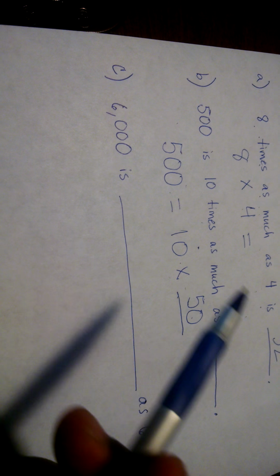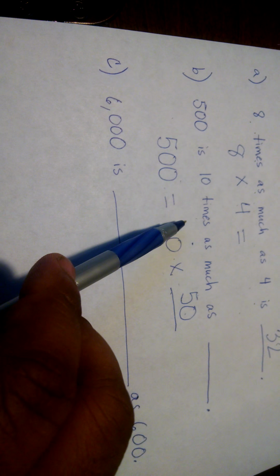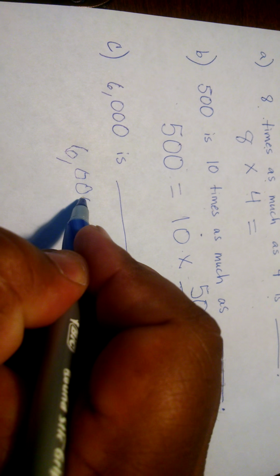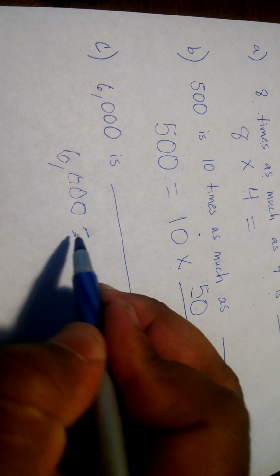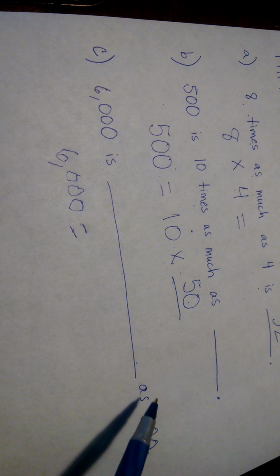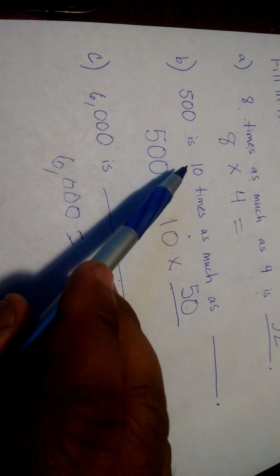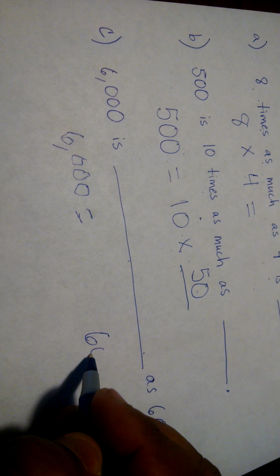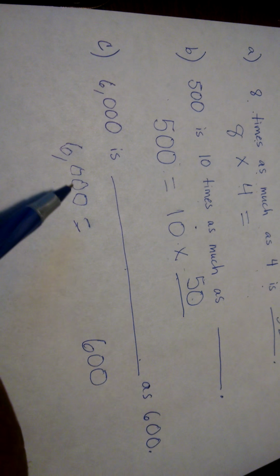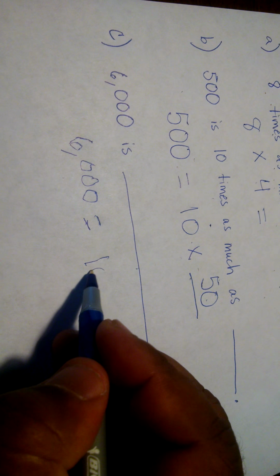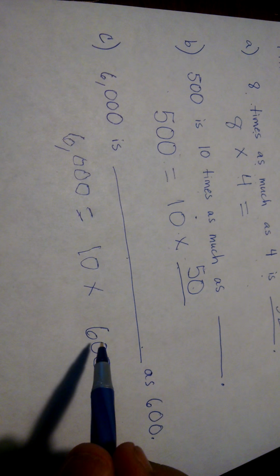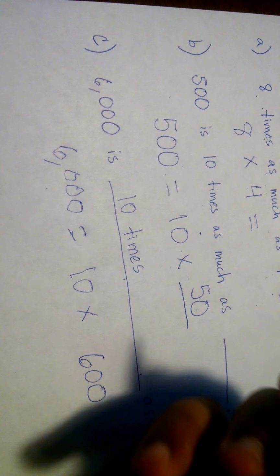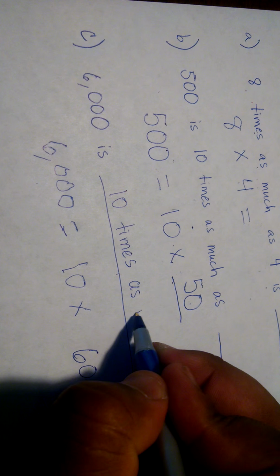And the last one is almost similar to B, but here I have 6,000 is equal to blank as 600. So if you look at the language here, what's the relationship between 600 and 6,000? Well, 6,000 is 10 times as much as 600. So I would write 10 times as much.